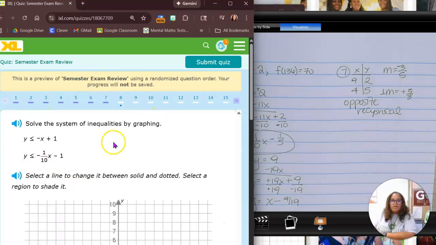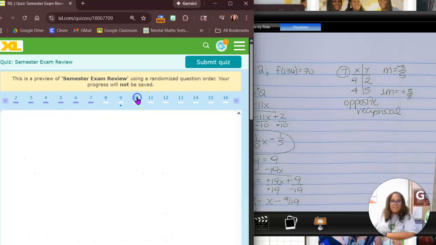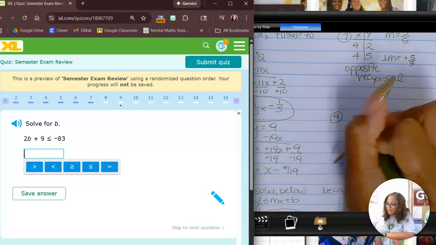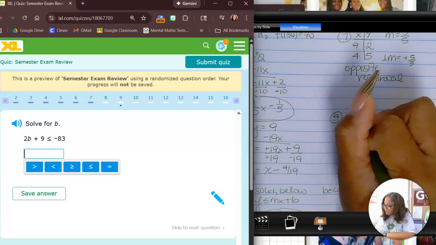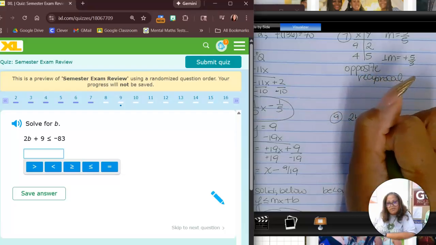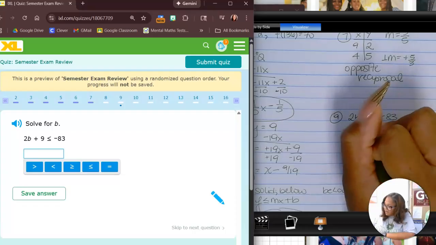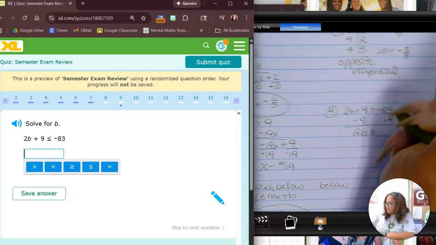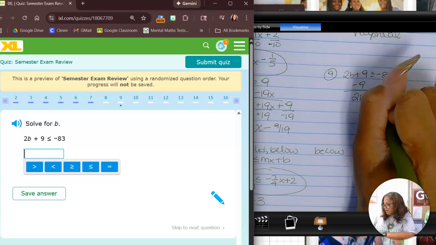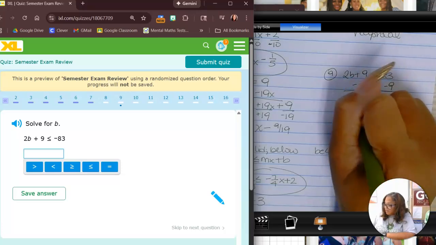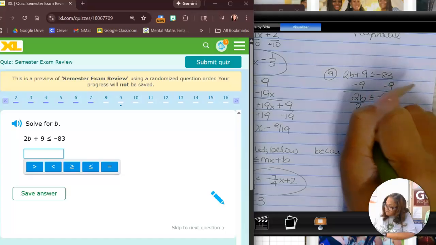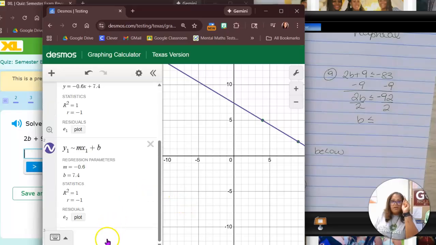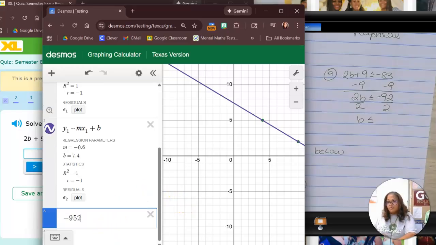Save. Solve the system of inequalities by graphing. I'm going to skip around and see which other one. Oh, this one's a good one. This one's number 9 for me. It says 2b plus 9 is less than or equal to negative 83. I would subtract 9 from both sides. 2b is less than or equal to negative 92. Divide by 2, divide by 2. B is less than or equal to, go to Desmos and use your calculator because there's a negative here.